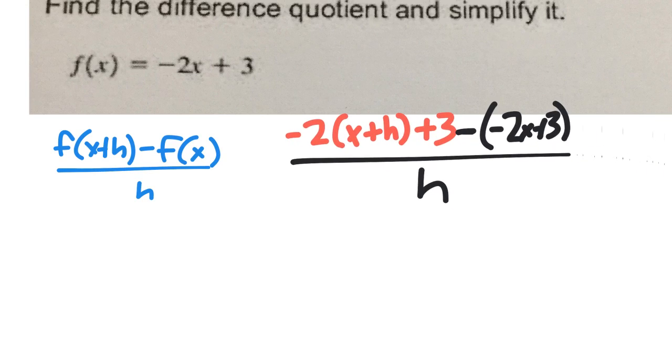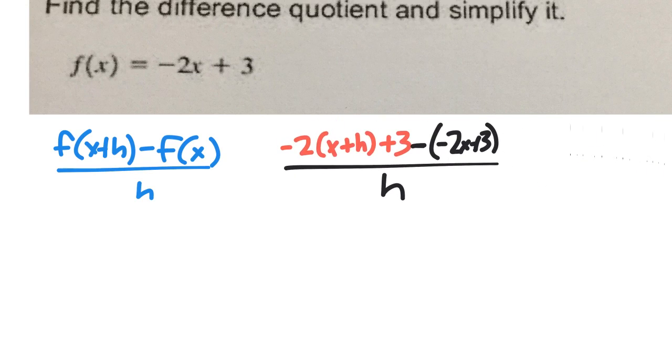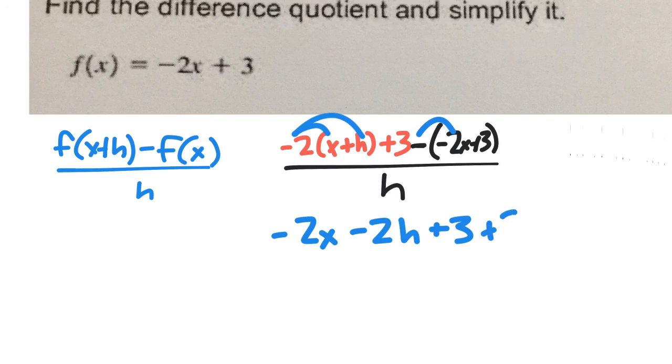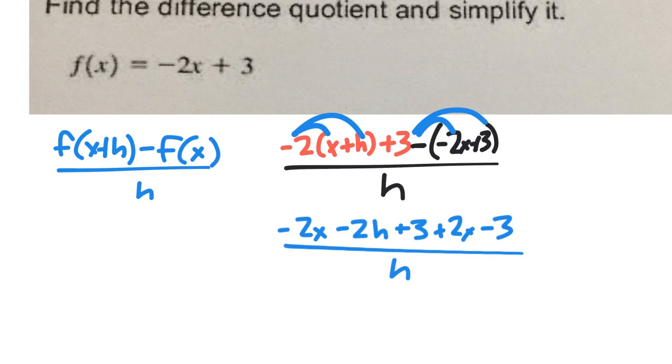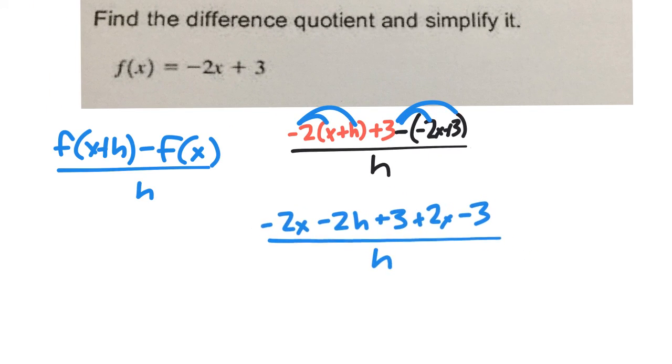So now you've got a lot of distributing to do, and make sure you're careful with those negatives. Negative 2 times x is negative 2x. Negative 2 times h is negative 2h. Then you've got a plus 3. Minus negative 2x gives plus 2x. Minus positive 3 gives minus 3. That's all over h.